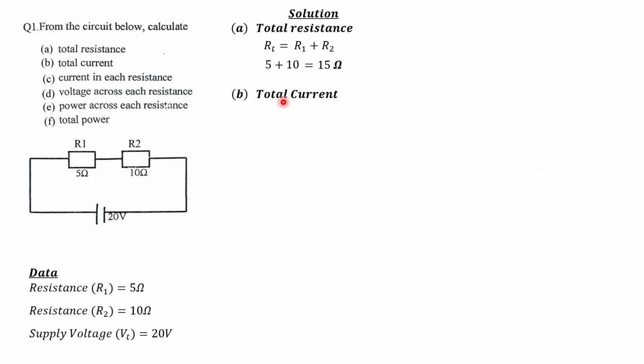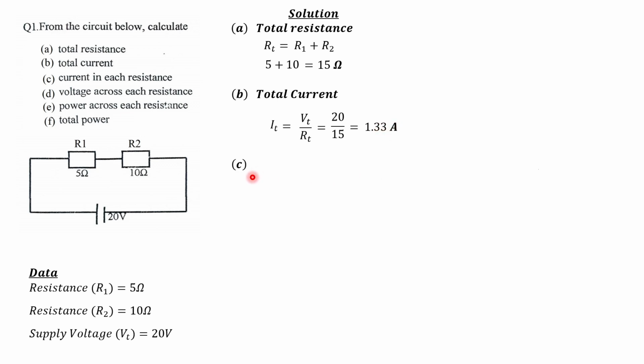Then B, we have to calculate the total current, that is IT. By Ohm's law, we know that current is proportional to the voltage and inversely proportional to resistance. So IT, the total current, is equal to VT over RT. VT is the supply voltage, and RT is the total resistance. So total current is the total voltage over the total resistance, which is 20 over 15, which is 1.33 amps. So the total current is 1.33 amps. I hope you're following it.